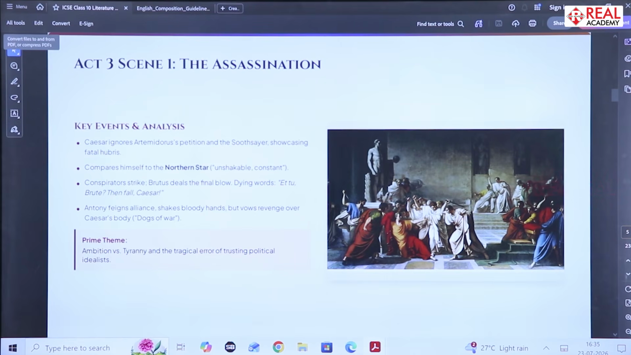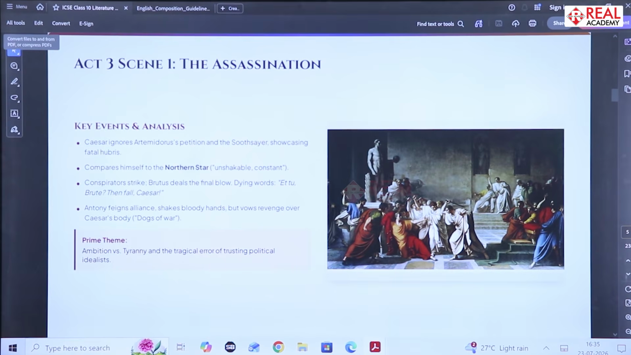Now, the prime theme of Act 3, Scene 1 is ambition versus tyranny and the tragic error of trusting political idealists. Now, the significance of the scene. Caesar is assassinated, changing the course of Roman history.